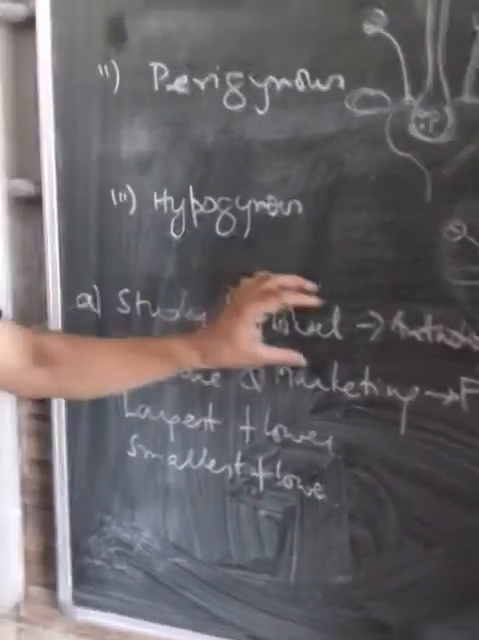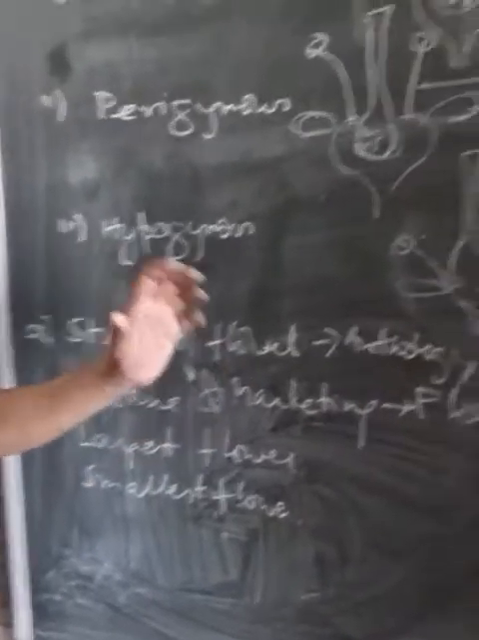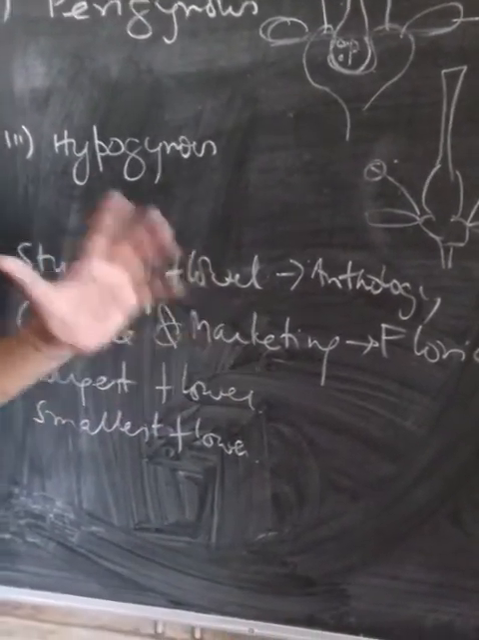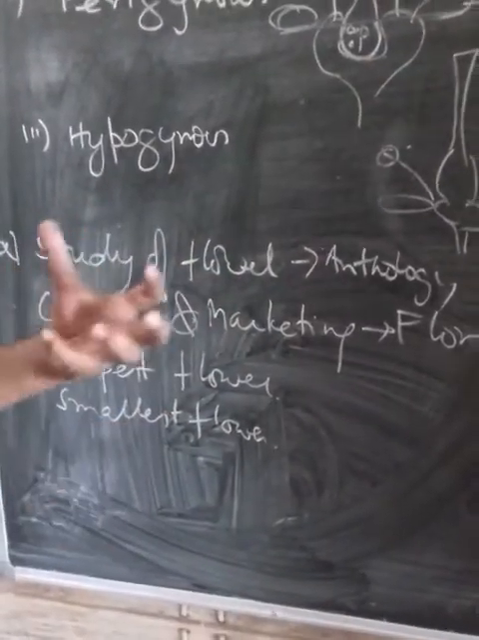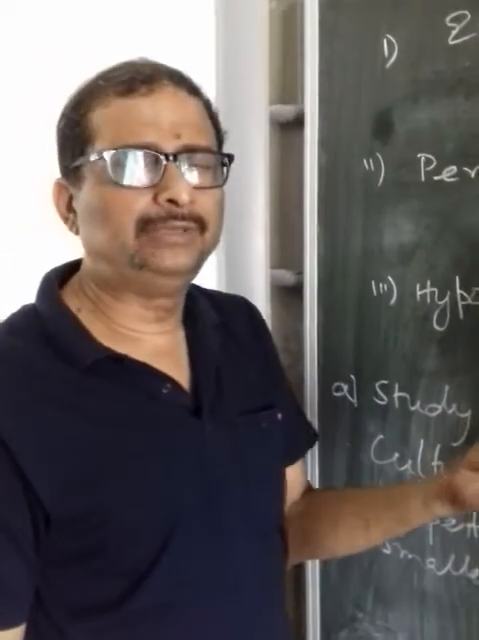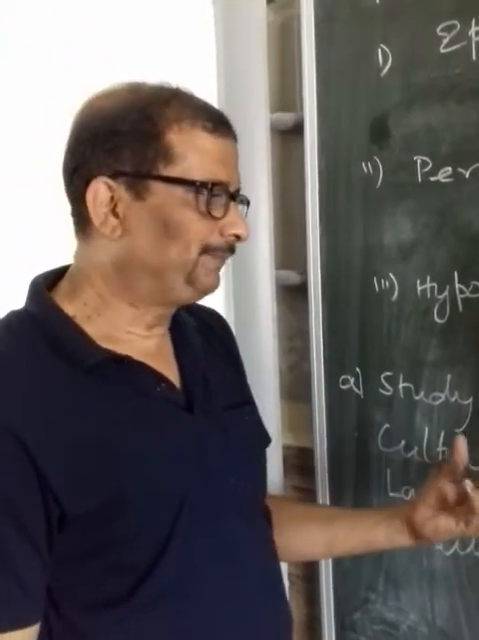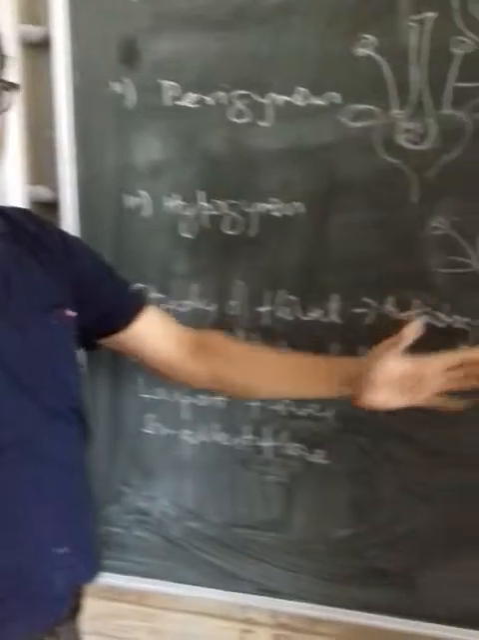Now some of the things which you have to know: the study of the flower is called anthology. Culture and marketing of flowers, you know, nowadays flower is one of the very important ornamental products which has a wide market worldwide. Now this is known as floriculture.